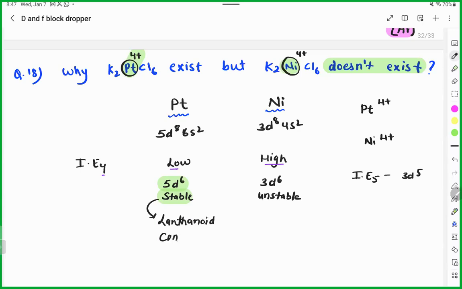Whenever you see unusual phenomena in the lower elements, especially 3D, 4D, 5D, in the 5D series, it is most of the time lanthanoid contraction. If you are confused and see 5D or 6D, just focus on the lanthanoid contraction in 5D, and actinoid contraction in 6D. Any doubt, guys?